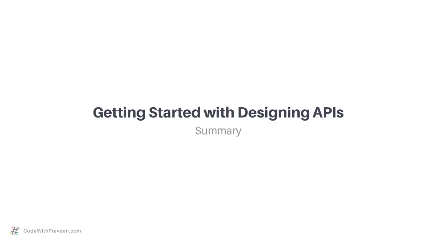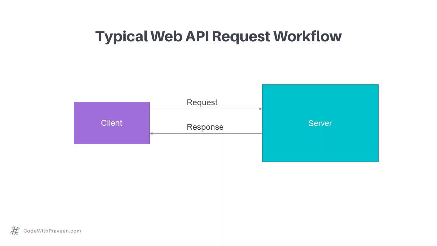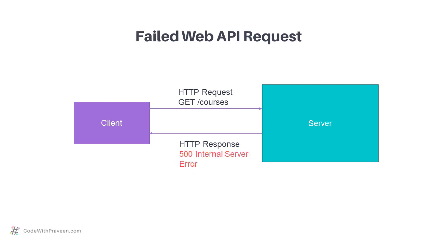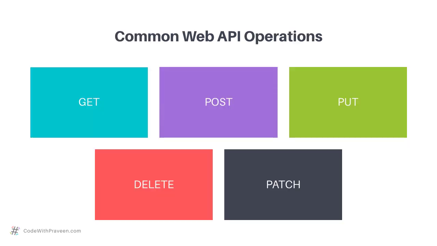Let us quickly summarize the concepts that you have learned in this Getting Started section. First, you got an overview of a typical HTTP request response cycle. The client sends an HTTP request to the server. Depending upon whether the request had succeeded or failed at the server, the response is formed and returned to the client.